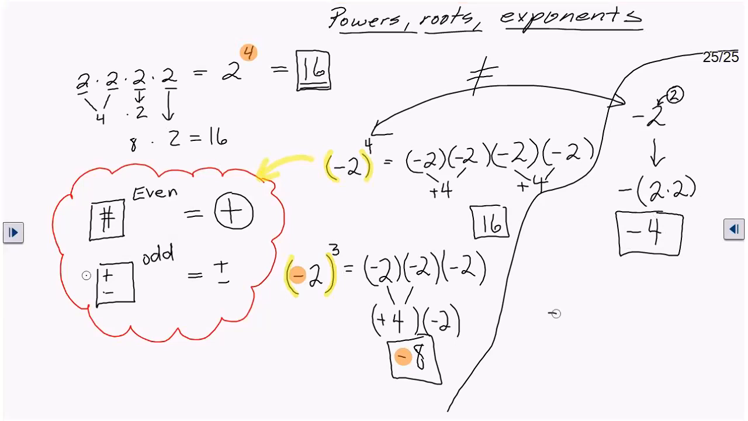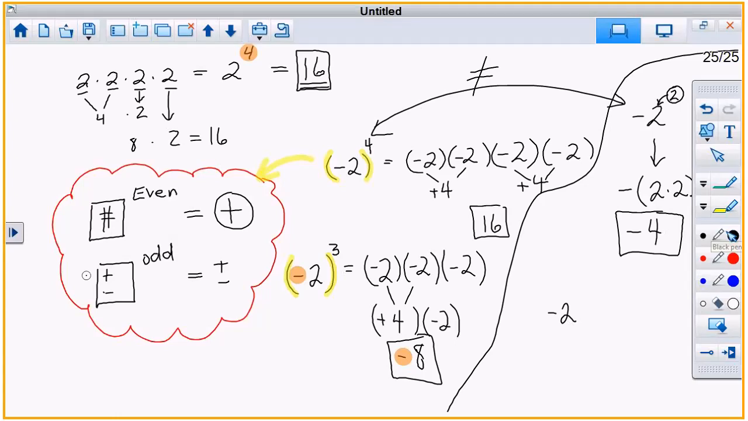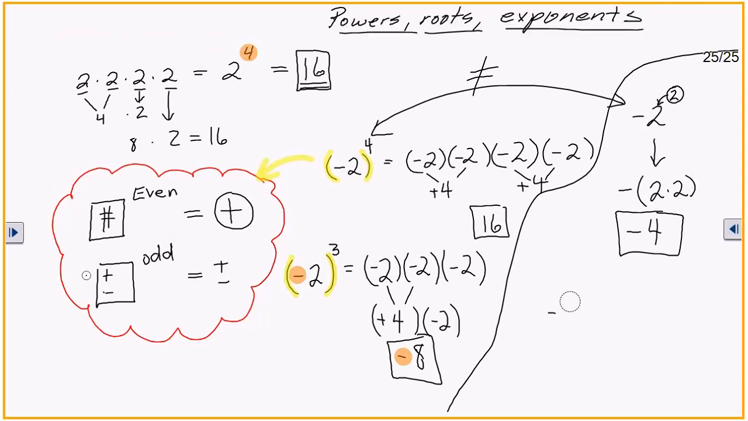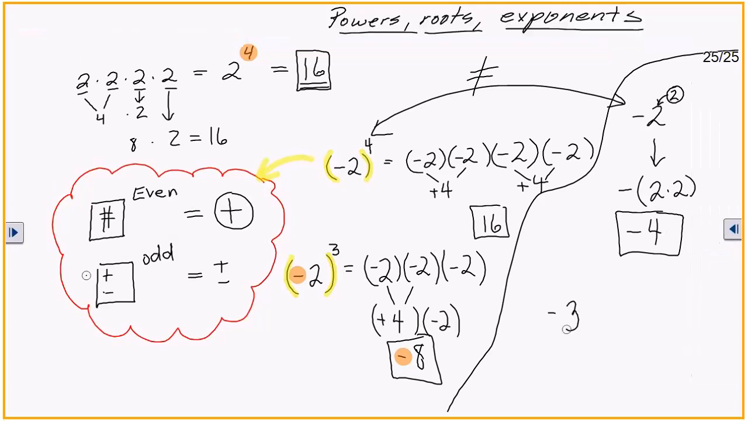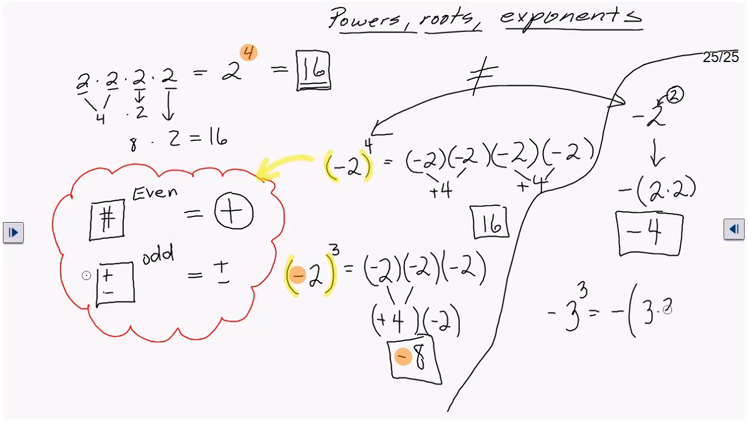Negative 3, I'll make that a 3, raised to the third power. That's going to be negative 3 times 3 times 3, which is negative 27.